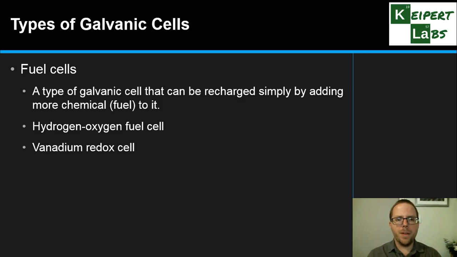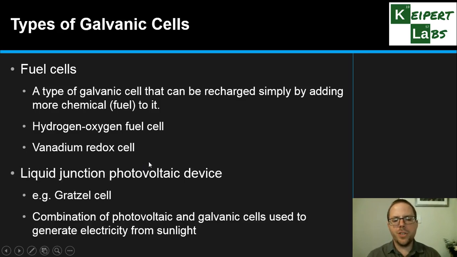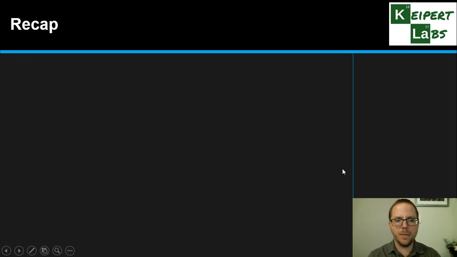There are a couple of other types of galvanic cells. We have a fuel cell, where we're recharging not by putting more electricity into it, but by adding more of a chemical fuel into it, so a hydrogen fuel cell, which powers certain types of cars these days. We also have the vanadium redox cell. And then we have a liquid junction photovoltaic device called a Gratzel cell, to be familiar with, where we're combining your typical photovoltaic cell, like in a solar panel, with a galvanic cell to help generate electricity from sunlight in a particular way.